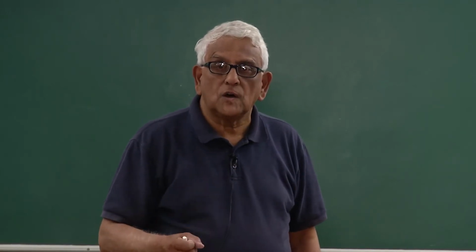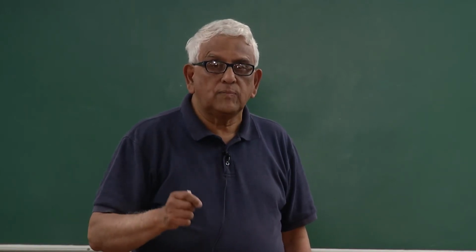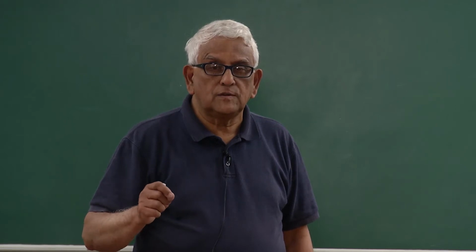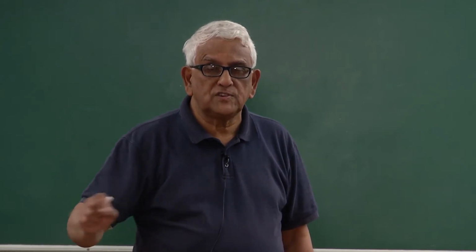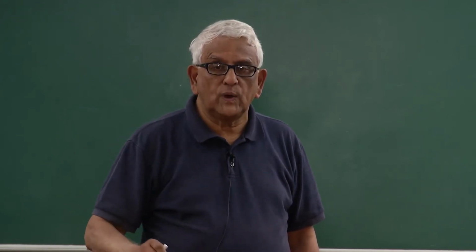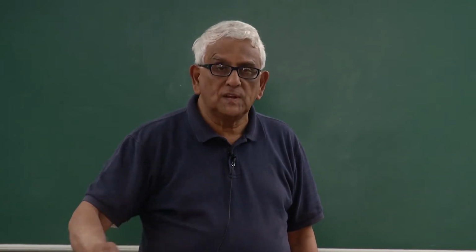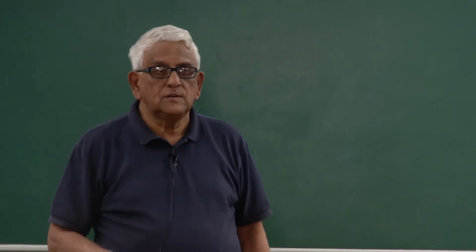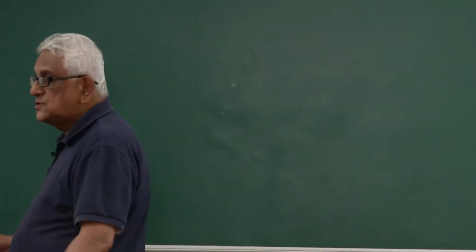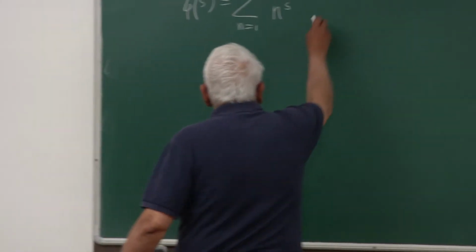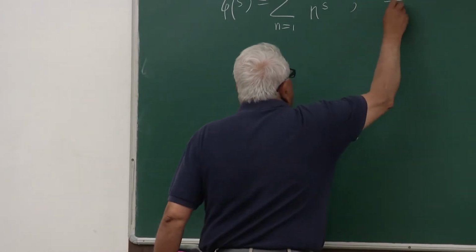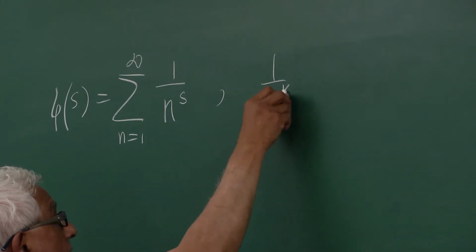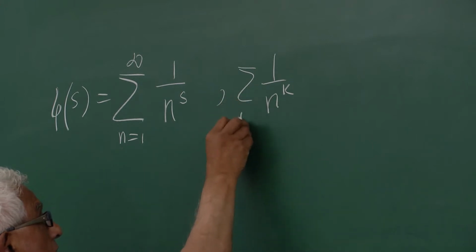People had already found out how to sum up 1 plus 2 plus 3, or 1 plus 2 squared plus 3 squared, and formulas for those are available. So it was natural to consider functions 1 upon n to the power of k, summation over n.